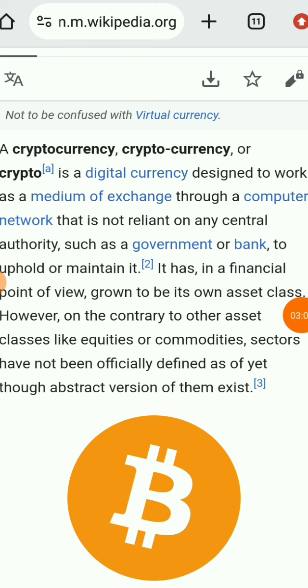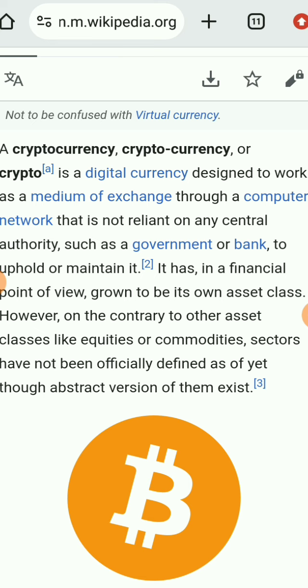Now, according to Wikipedia, cryptocurrency or crypto is a digital currency designed to work as a medium of exchange through a computer network that is not reliant on any central authority, such as a government or a bank, to uphold or maintain it. It has from a financial point of view grown to be its own asset class.